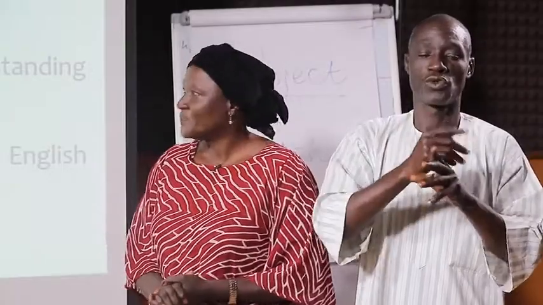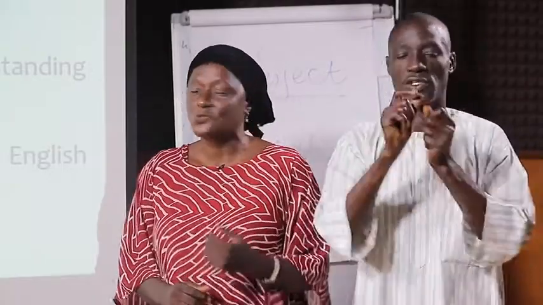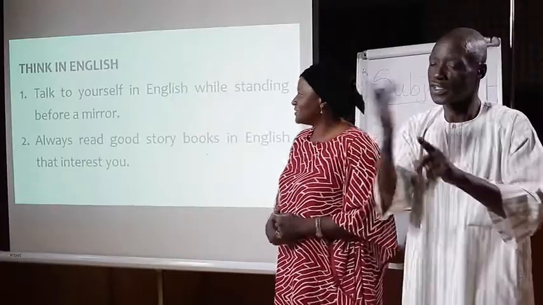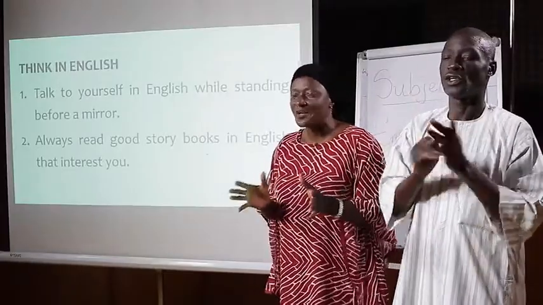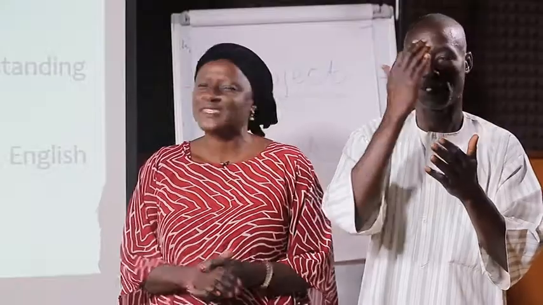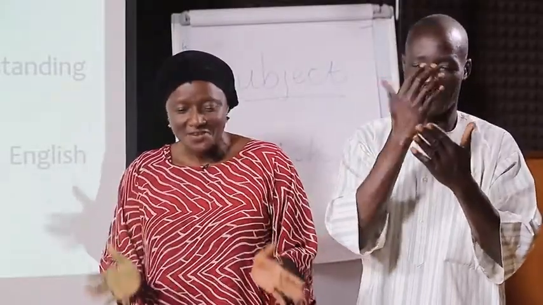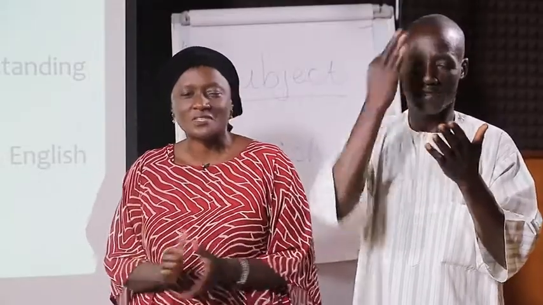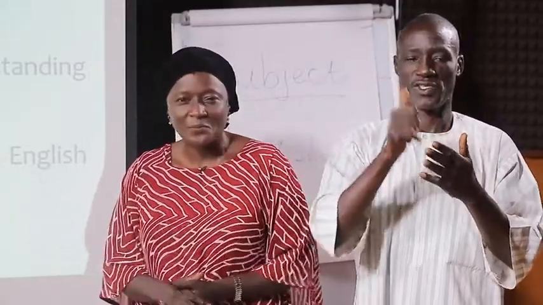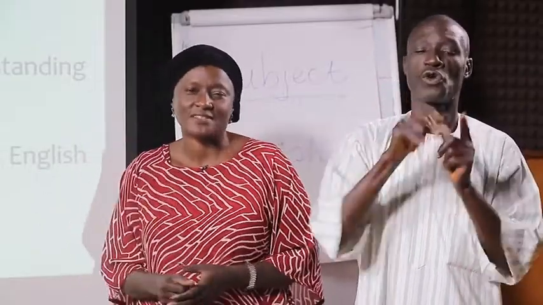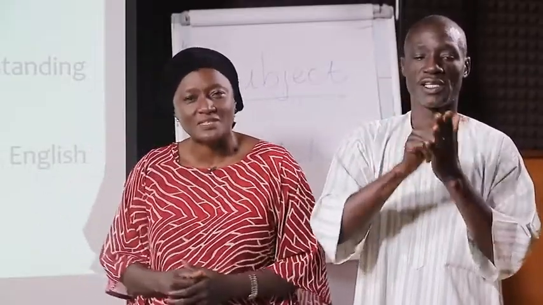So, the first thing you do as you think in English is to talk to yourself in English while standing before a mirror. It sounds weird, isn't it? Talk to yourself in English. Stand in front of a mirror. Admire yourself. Speak it anyhow. Whether it is correct, whether it is wrong, keep speaking it. The mirror will reflect what you are saying.